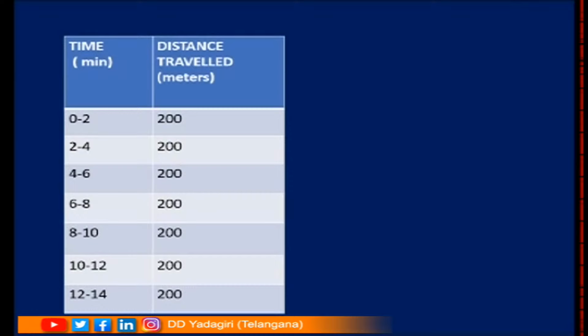But how do we draw the graph by using these values? It is not possible, children, because, as you can observe here, the distance values are all the same. We have to make this table more informative and easier to use for drawing the graph.